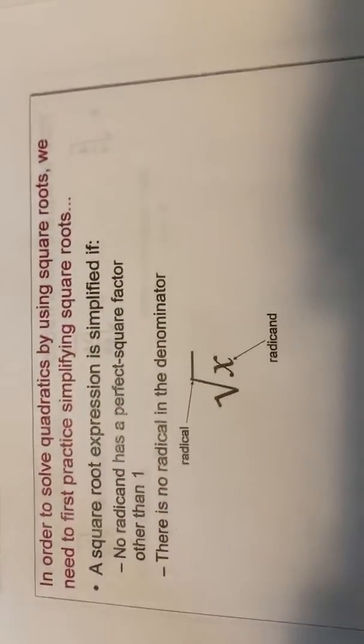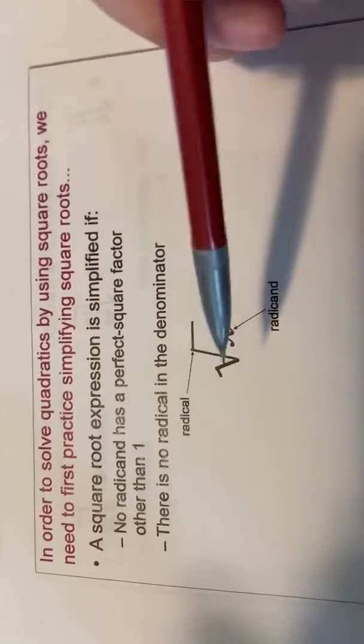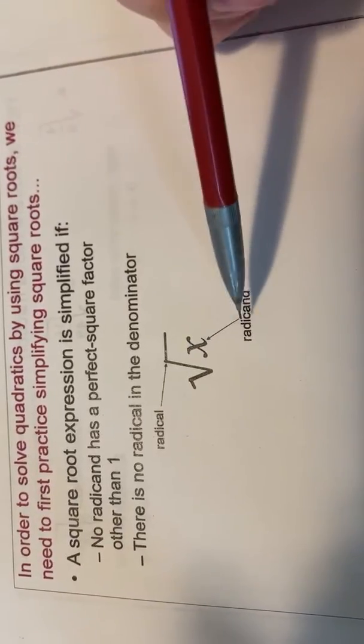All right, so we're going to be working with square roots a lot today. So let's go over a little bit of the vocabulary. First of all, the term underneath the square root is called the radicand.